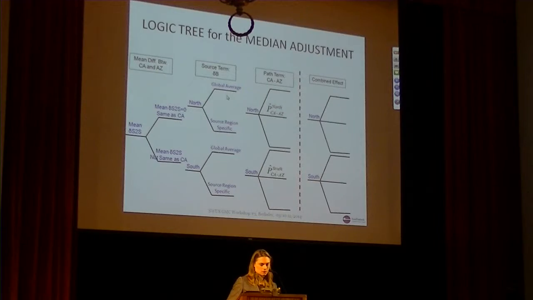Then the second one that she's showing, these are our event terms. So what does global average mean? It's just the average from California, which is what we're using. But the global average of the event terms is 0. So that would mean that the difference is actually 0. It's not robust, and we're going to assume they're all the same.